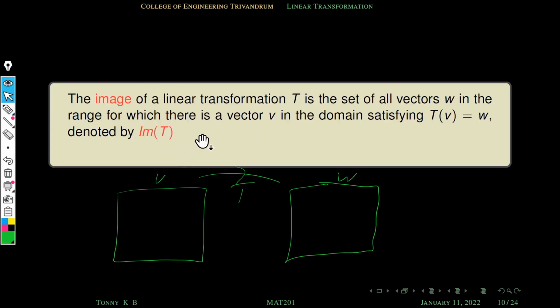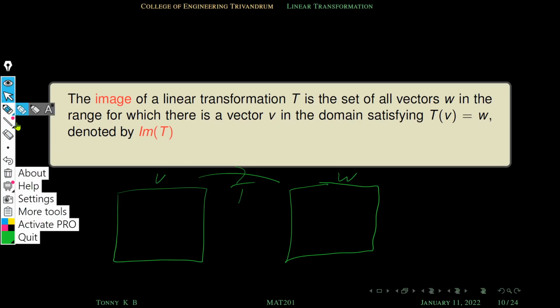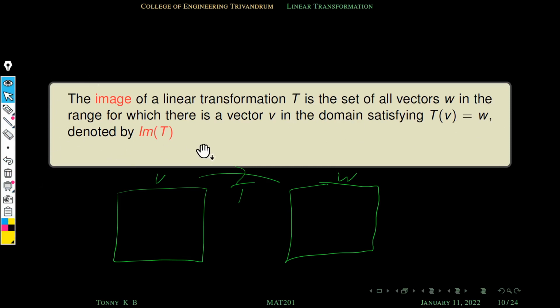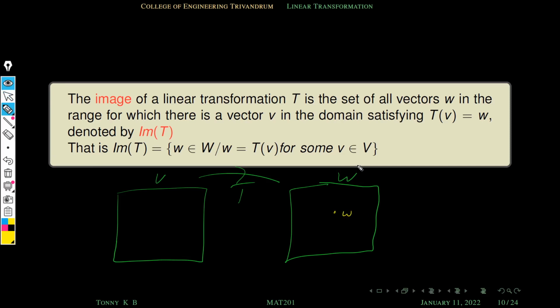Okay, the next definition is the image of a linear transformation. It is the set of all vectors w in the range. Here the range set is W, another vector space. T is a linear transformation from V to W, and this is our domain space, this is our range space. There is a vector v in the domain satisfying T of v equal to w, denoted by image of T. That means, what is the image of T? The image of T is the set of all w's belonging to W such that this w has a pre-image. Clear? The collection of such w's is called the image of T.